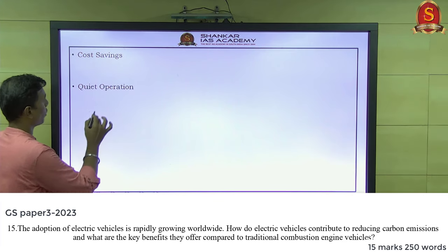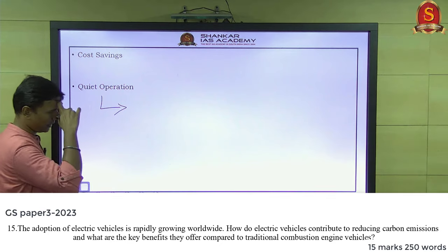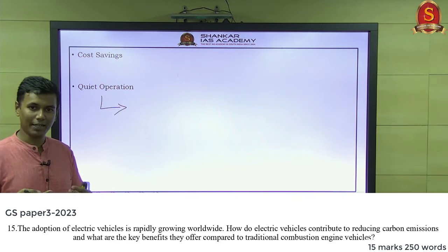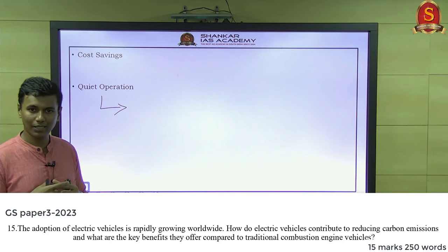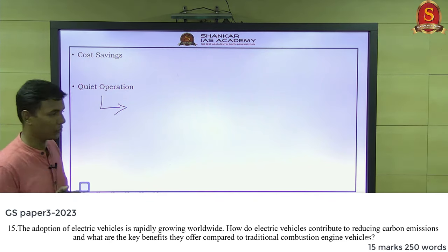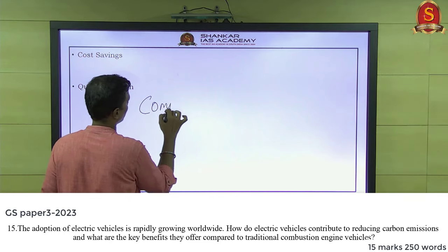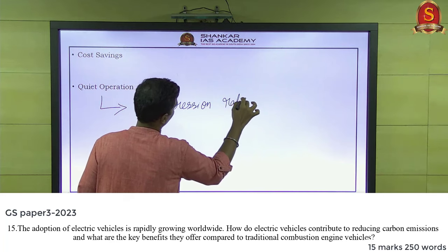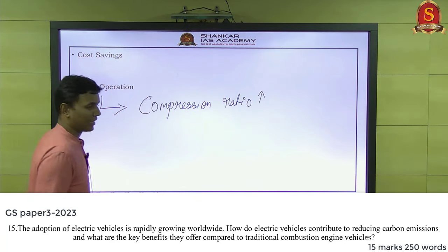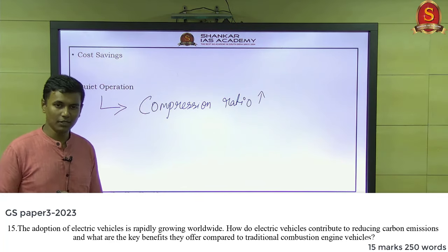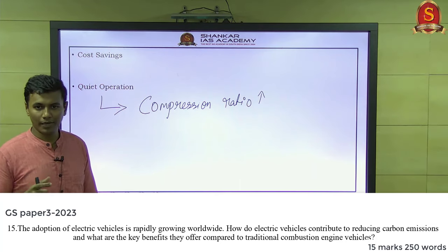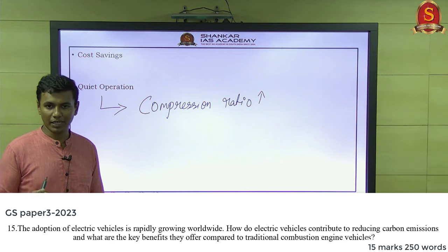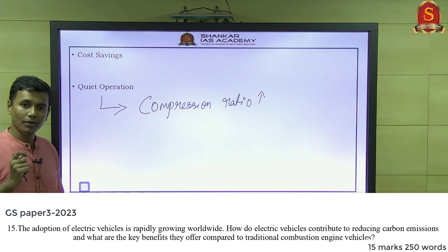Second, quiet operation, the biggest advantage compared to diesel vehicles. Even the costlier diesel vehicles, after a certain number of kilometers, start making noise because the diesel engines are larger and the compression ratio is also higher, and because of that, they turn noisier over time. Whereas if you take electric vehicles, since only the motor is operating, which directly drives the vehicle, it's not going to cause much vibration and it's also not going to cause any noise.